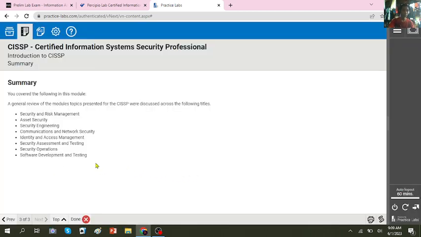So, summary. You've covered the following module: a general review of the module topics presented in the CISSP were discussed across the following titles: number 1, security and risk management; number 2, asset security; number 3, security engineering; number 4, communications and network security; number 5, identity and access management; number 6, security assessment and testing; number 7, security operations; and number 8, software development security.